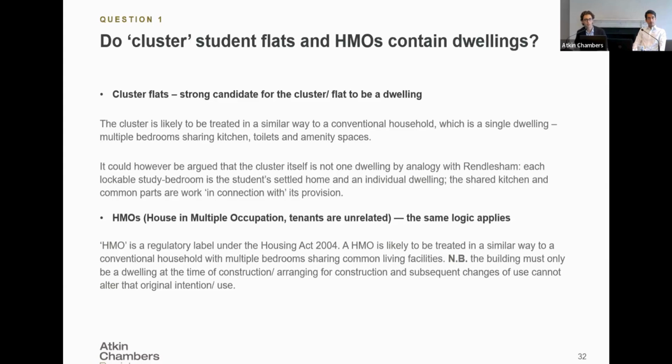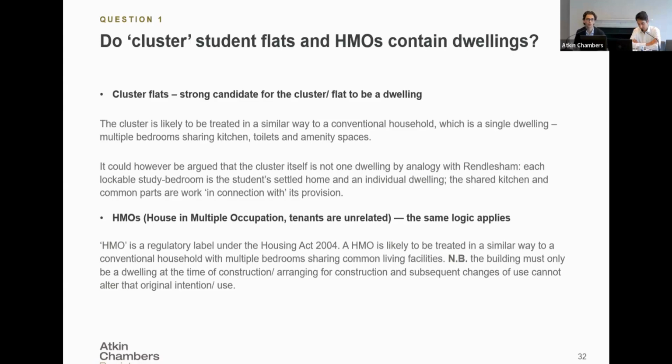So cluster flats, I've already considered as part of the game. It's my view that the entire cluster is the strongest candidate to be a dwelling itself. What you have there are all the essential ingredients for that cluster to be capable of being used as a dwelling. You've got your kitchen, toilet, amenity spaces. If necessary, it could be argued that the individual lockable rooms are dwellings. You're applying Rendlesham and Eurotemp there. But as I say, it may not be necessary to make that argument. Yeah, it might become academic.